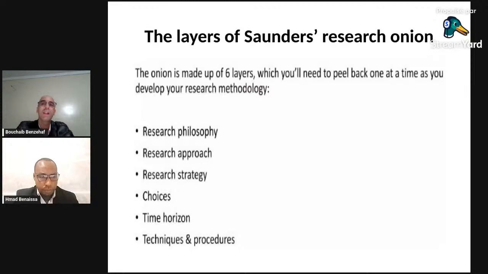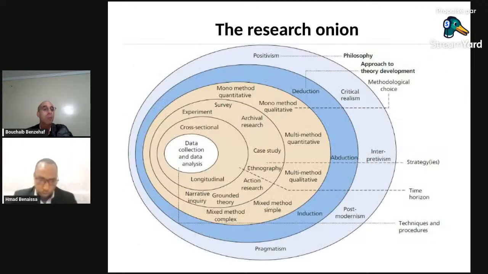Following are the layers of Saunders' research onion. So the onion is made up of layers, which you'll need to peel back one at a time as you develop your research methodology. These layers are research philosophy, research approach, research strategy, choices, time horizon, techniques, and procedures. These layers are illustrated in the following figure with more details. By the way, I got Professor Saunders' permission to reproduce the research onion. He thankfully granted it to me. So we will peel these layers one by one. These layers, in fact, symbolize the different decisions that we need to make when developing a research project.